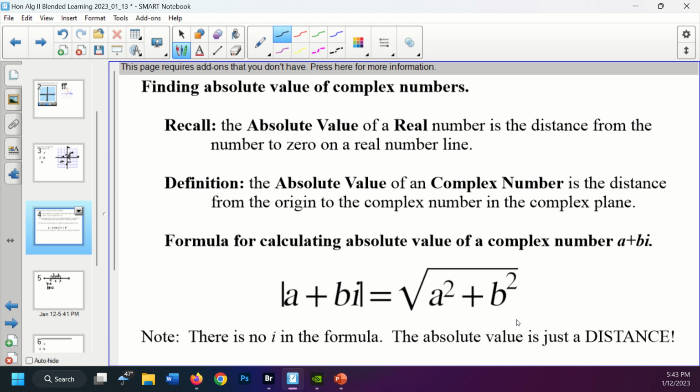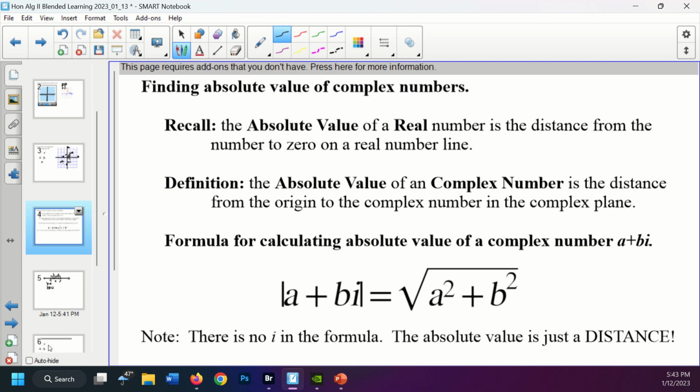Now, this is just a simplified version of the distance formula or Pythagorean theorem, however you want to look at it. Please take note, this is where most people make their mistakes. There is no i in this formula. This is not an imaginary value. It is a positive distance. And so we say that the absolute value is just the distance. Do not put i into this formula.